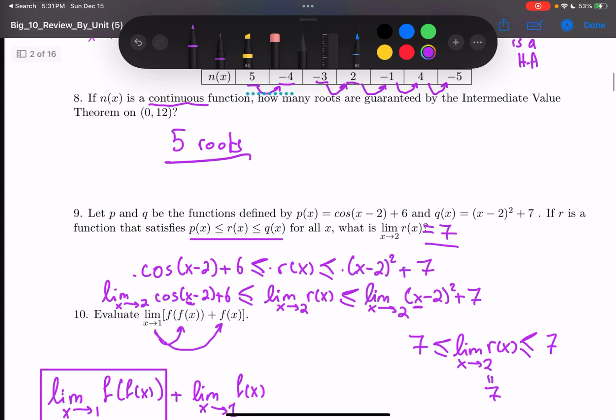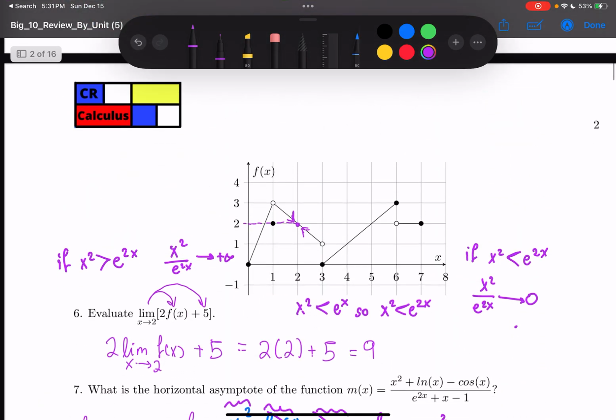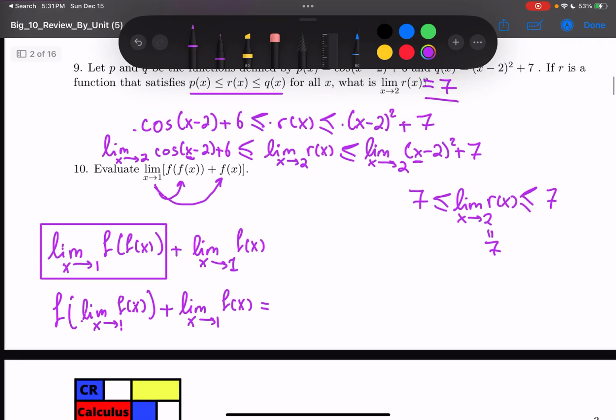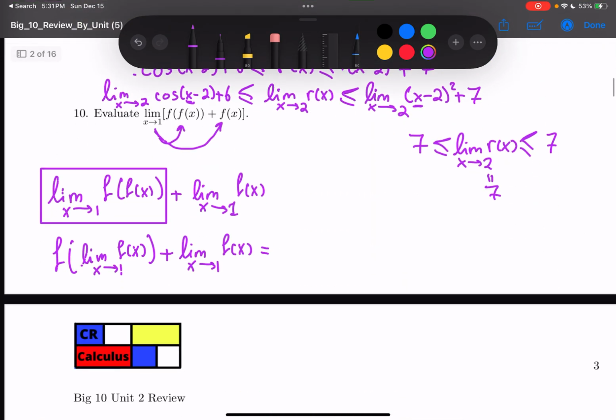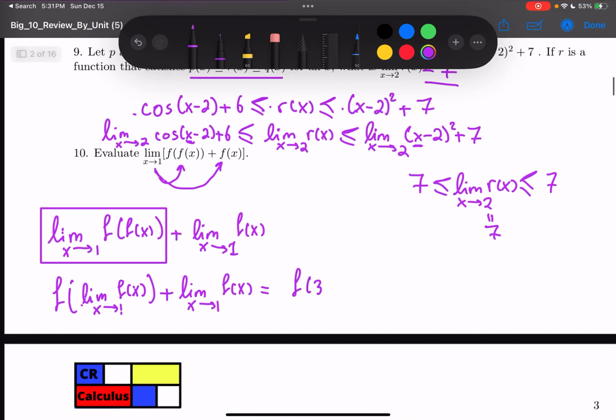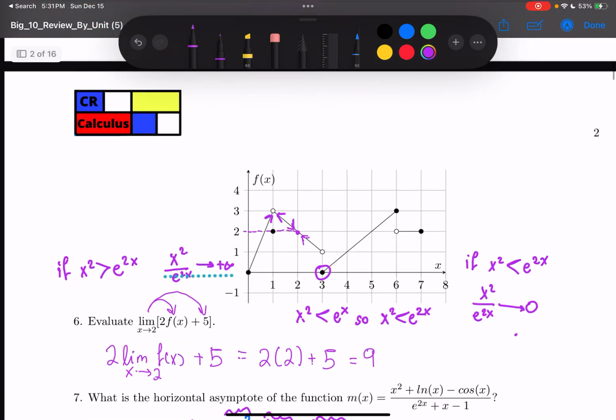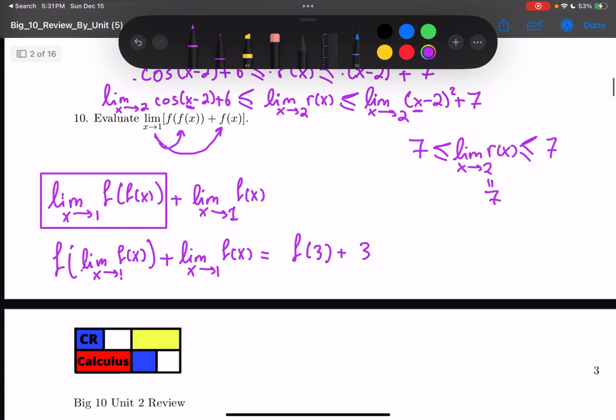Limit as x tends to 1 of f of x, it is going to be 3 because it is approaching 3 on both sides over here. X is equal to 1. So we're going to find f of 3. And f of 3 is basically the black hole over here, which is 0. So f of 3 plus, as we said, limit as x tends to 1 of f of x is 3. So 0 plus 3 is equal to 3.